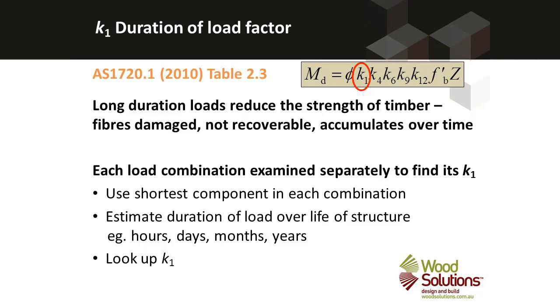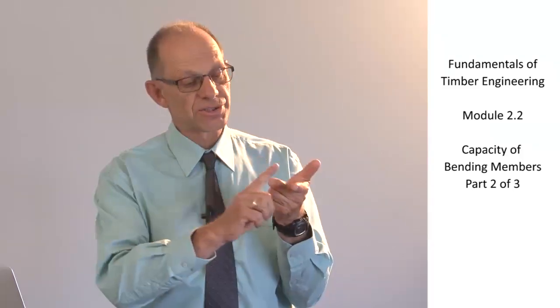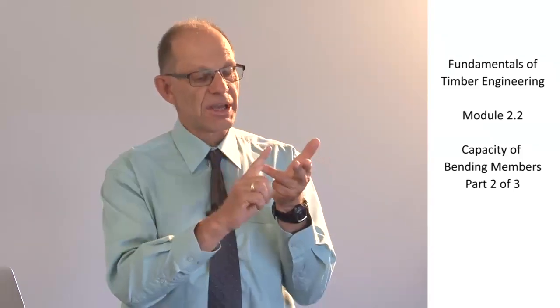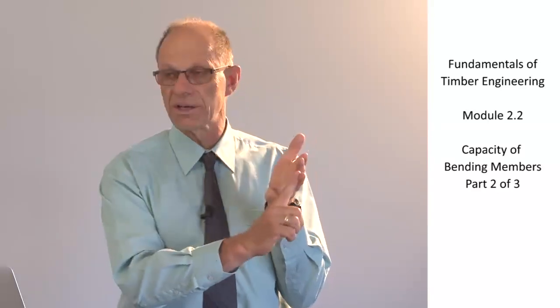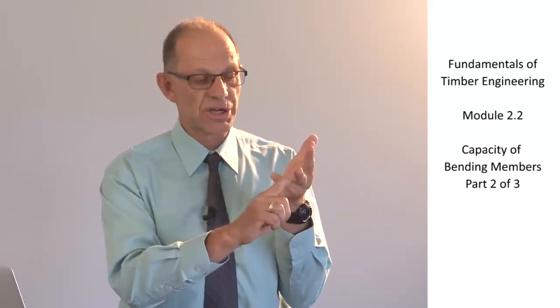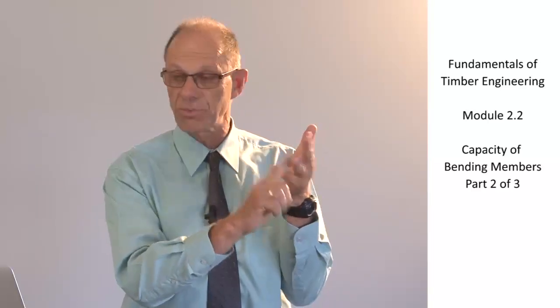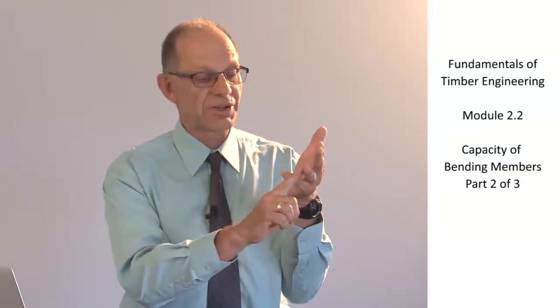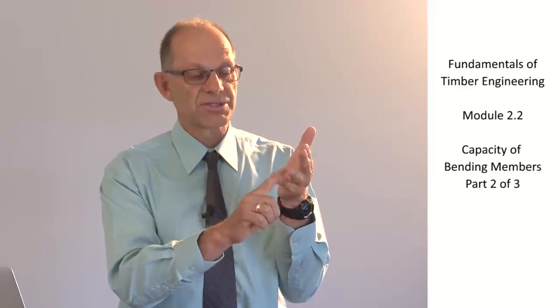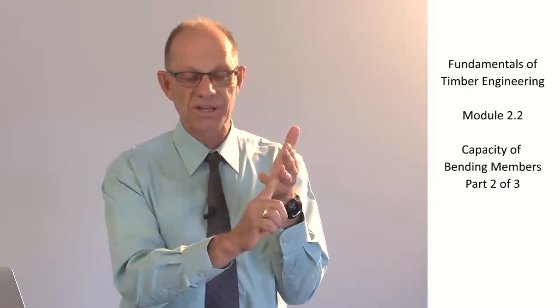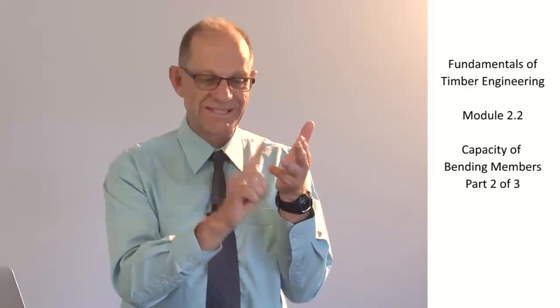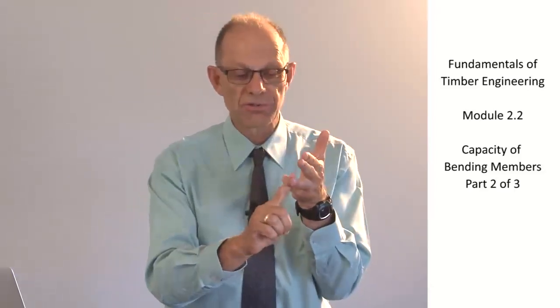And we ask ourselves, for the load combination that we are considering in our ultimate limit state, what is the shortest duration load in that combination? For example, a combination of permanent loads, imposed loads and wind loads. The shortest duration load in that whole combination is the wind load. And the wind load's only going to last for seconds. And so we're going to look up an appropriate K1 factor for a load of duration of some seconds.